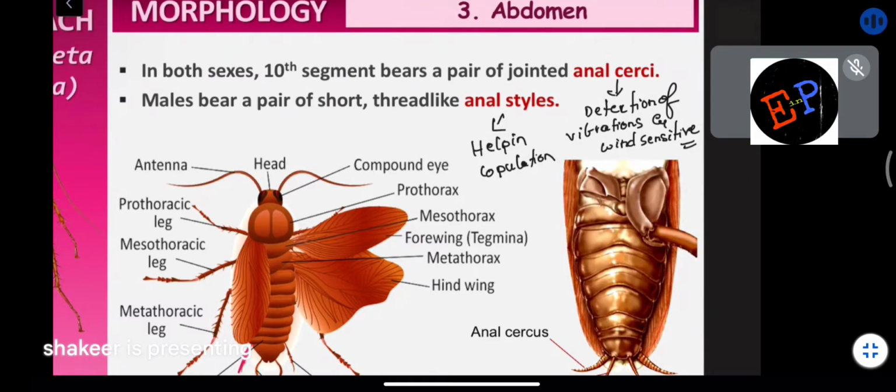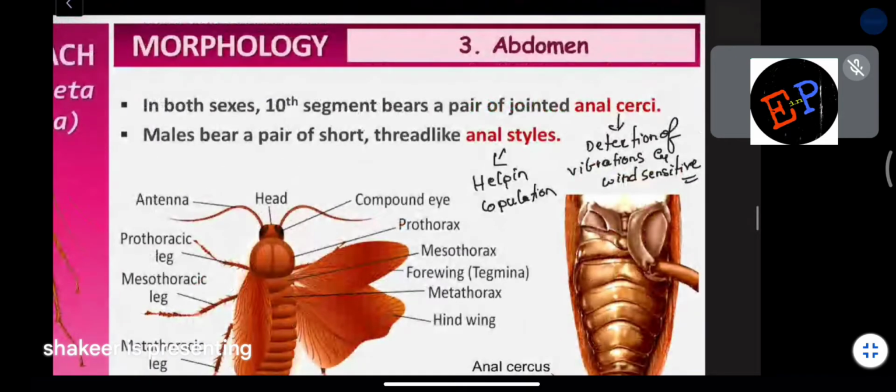Clear? So in the figure you can find the anal cerci here, this one. This structure which you are seeing here is called an anal cercus. Cercus is the singular form, cerci is the plural form. This means you can find the anal cerci in males as well as in female cockroaches. And what is the function of the cerci? The function of the cerci is detection of vibrations, and they are wind sensitive also. It means they are responsible for sensation, they are sensory organs.